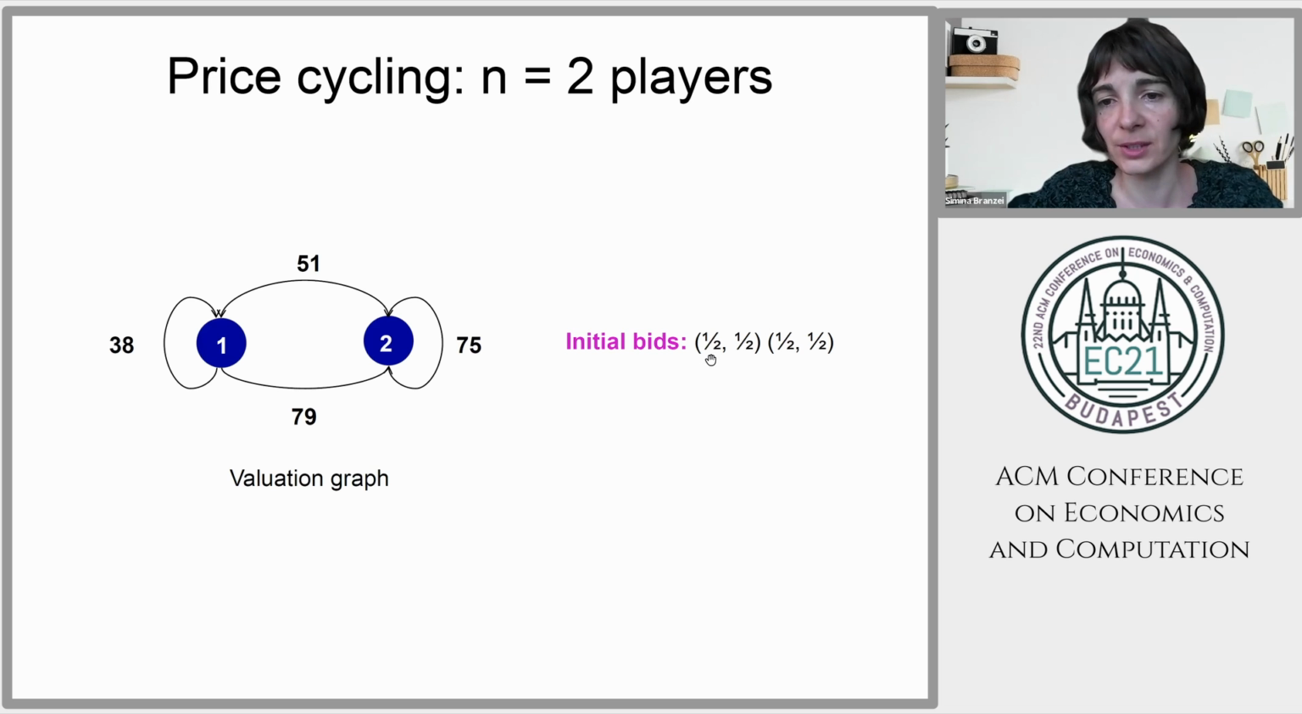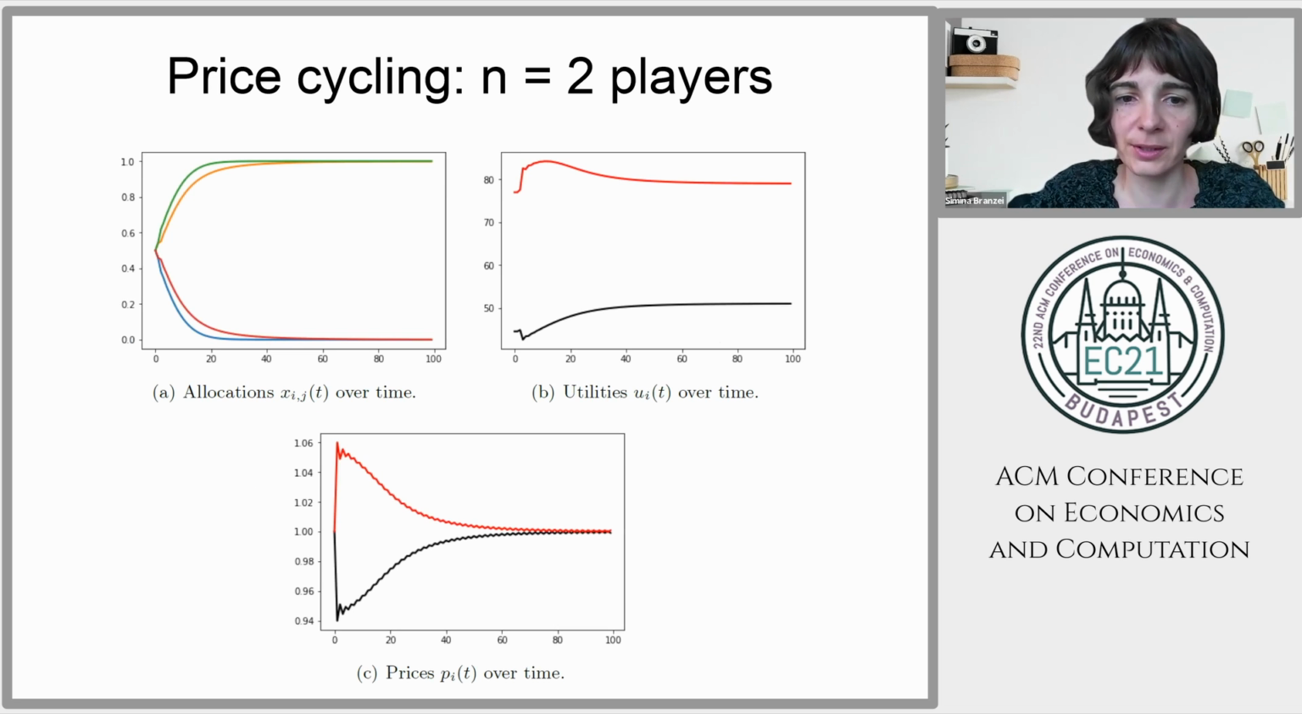So player 1 starts by bidding 1/2 on good 1 and 1/2 on good 2. And similarly for player 2. So this is a plot with what happens with the allocations, utilities, and prices. And so the allocations and utilities can be seen to converge, which we showed formally. The prices have some small oscillations that go on.